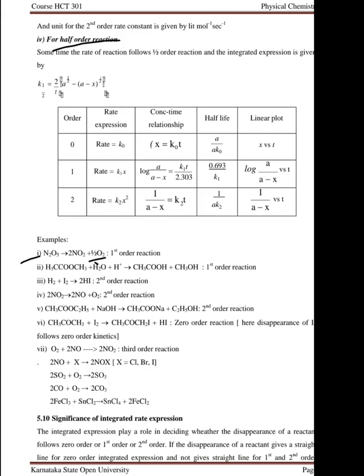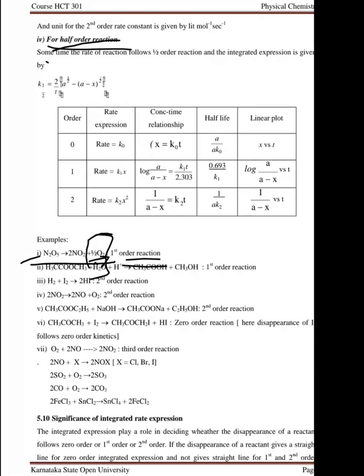In this reaction, you are going to see this is nothing but a first order reaction, but for some reactions we cannot write first order. So it takes place as a half order reaction. The reaction itself is taking place as a half order reaction, so it is denoted by half oxygen. It's nothing but half a mole of oxygen. So this is the half order reaction.